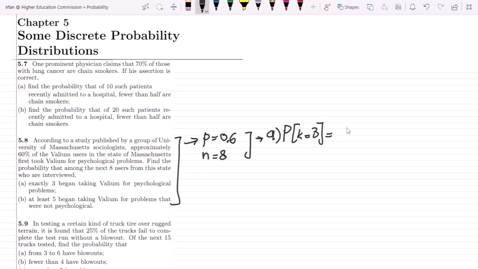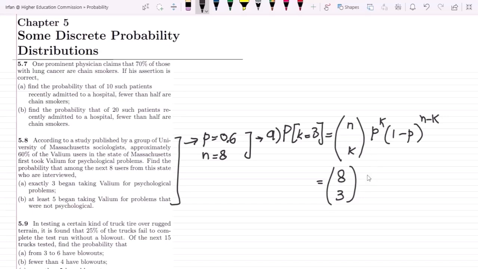Okay, this is very easy, and in order to find it out I have to use the binomial probability law, which is n choose k, p to the power k, and 1 minus p to the power n minus k. Okay, let me put these values. So the value of n is 8, the value of k is 3. The value of p is 0.6, 0.6 cubed, and 1 minus p, 1 minus 0.6 is 0.4. So it will be n minus k, so 8 minus 3 is 5.